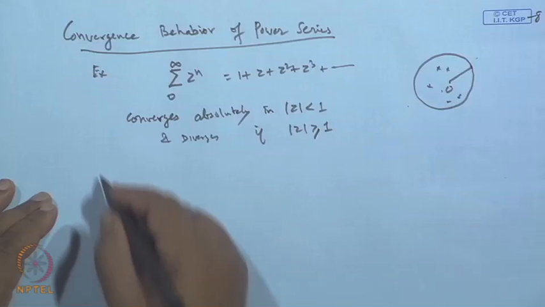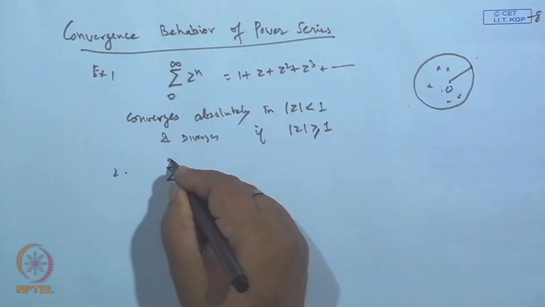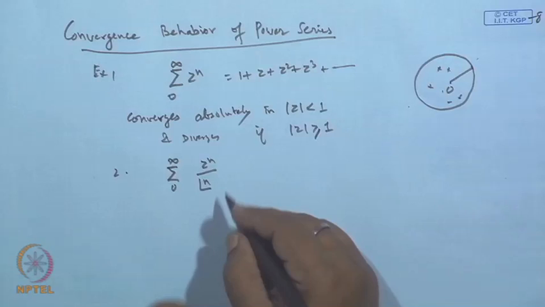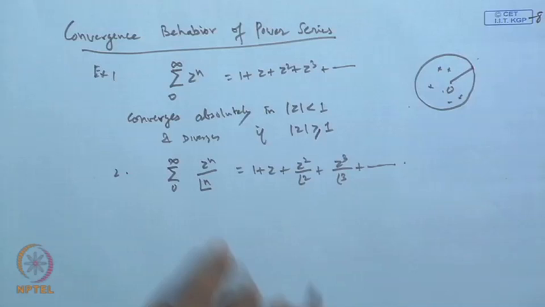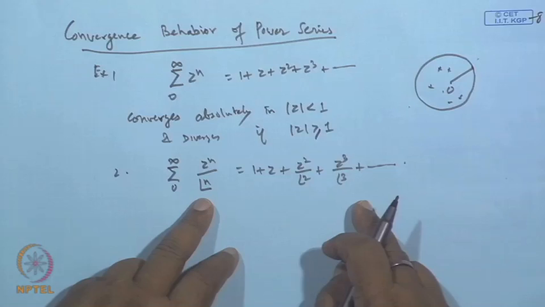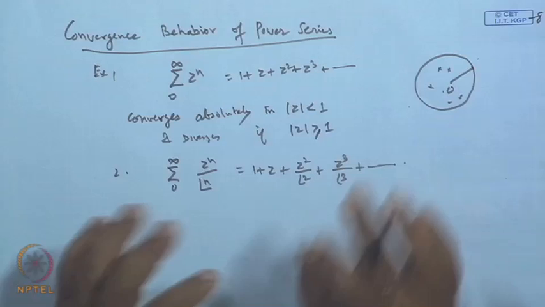If we look at the series sigma n from 0 to infinity, z to the power n over factorial n, where factorial 0 is 1. So, if you look at the series, it is 1 plus z plus z square by factorial 2, z cube over factorial 3 and so on. Now, for some point z, whether it is convergent, or it converges for all points z, or it never converges, let us see.